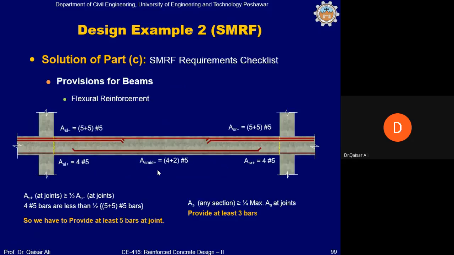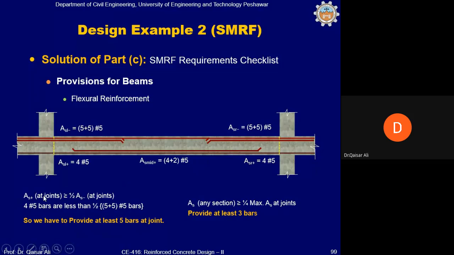The flexure reinforcement shall be checked against the provision of the ACI code. The maximum negative reinforcement from the analysis comes out to be 5 plus 5 number 5 bars. And from the analysis for the midspan it is 4 plus 2 number 5 bars. And from the analysis on the bottom side it is 4 number 5 bars. If you look at these bars, these are 10 bars, 5 plus 5, and here we have 4 bars. If you remember the requirement of the ACI code for beams which are part of a special moment frame, the bars here must be 5 bars. So these bars are less than 5 bars. We have to increase these 4 bars to 5 bars so that the SMRF requirements are fulfilled.